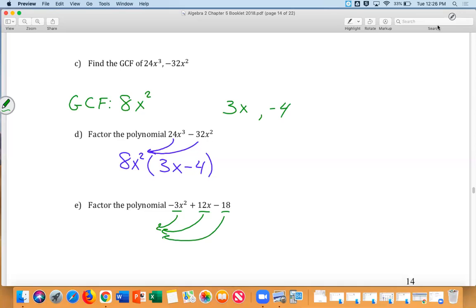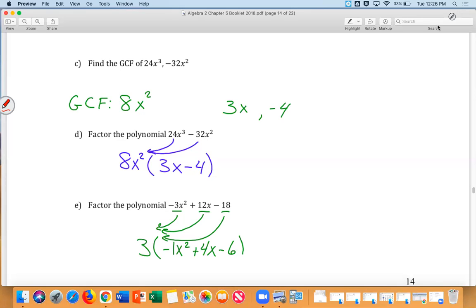3. So if I pull that 3 out, negative 3 divided by 3 is negative 1 x squared. 12 divided by 3 is 4, so 4x. Negative 18 divided by 3 is negative 6. Now, this is where I'm talking about with your stuff, Austin.